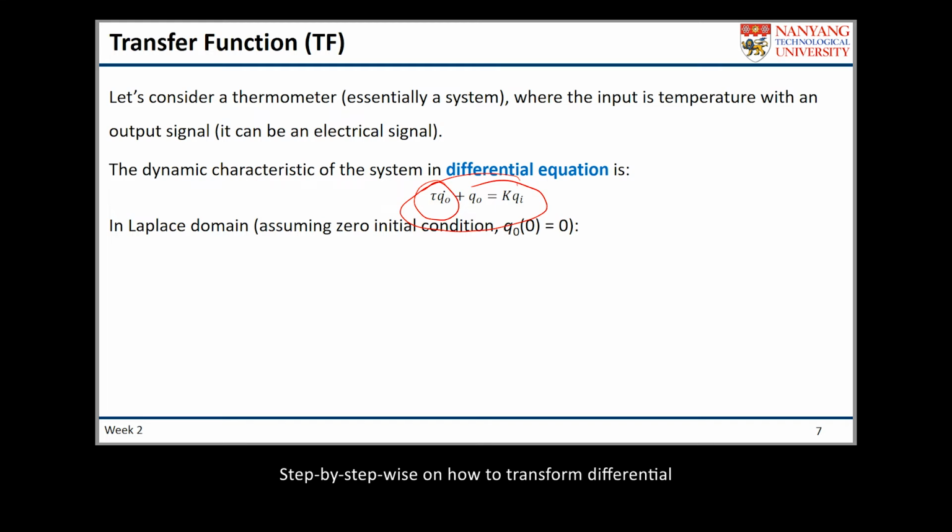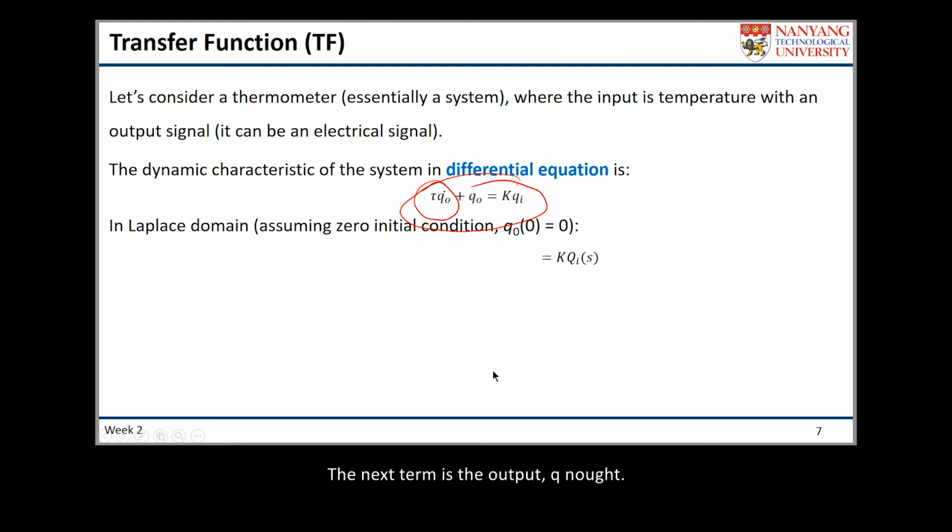Step by step on how to transform a differential equation to a transfer function is as follows. First, you Laplace transform the differential equation. If you look at the right hand side, there is the input signal Qi. Let's assume that the Laplace of this Qi in time domain is capital Qi(s). So this is the Laplace of Qi in time domain. On the right side, you will have k, one of the constants in the differential equation, times Qi(s).